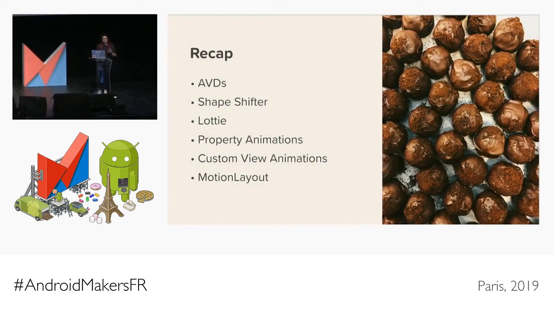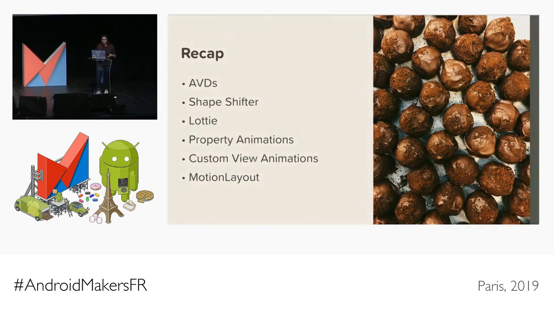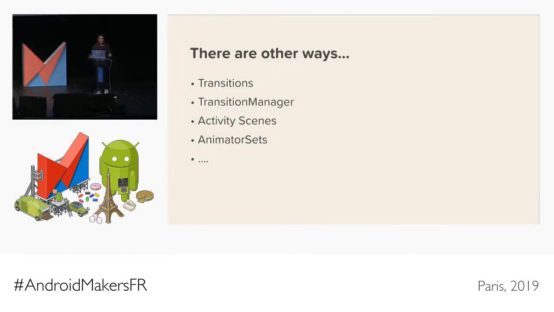So just a quick recap of what we covered. We covered animated vector drawables, how to use shapeshifter, Lottie, property animations, custom view animations, and motion layout. But like I mentioned, there are a ton of other ways to do animations. So there was a good talk at Android Dev Summit by Nick Butcher and the constraint layout team about which animation to use when. I suggest checking that out for a nice overview of which one you should use at what point.